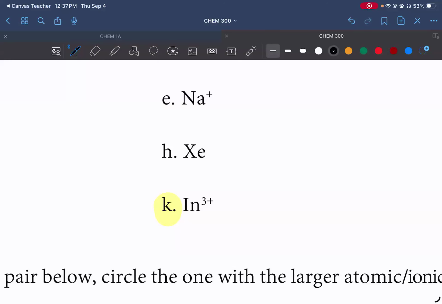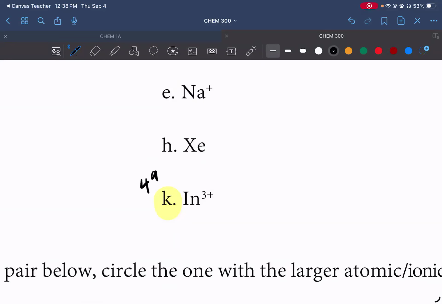Then we have In. This one might be a little tricky to find. It's kind of somewhere in the middle, congested. Take a second to find it. In. 49. I guess we found that really quickly. 49 is indium. Let me just confirm. Yes, indium is number 49. It has a charge of 3 plus. Remember, the plus tells us we've lost. 3 tells us we've lost 3. So we actually have 46 electrons.